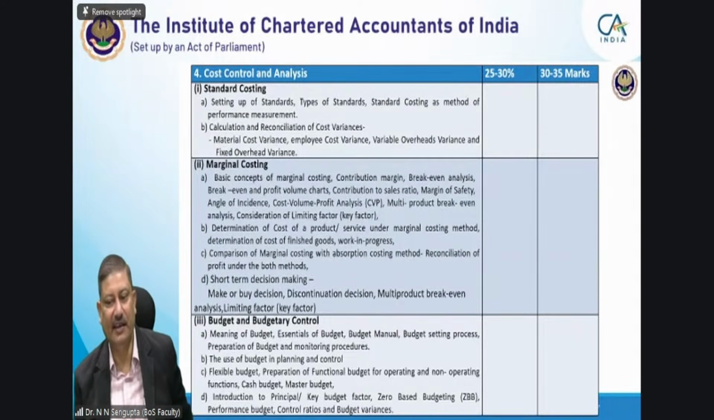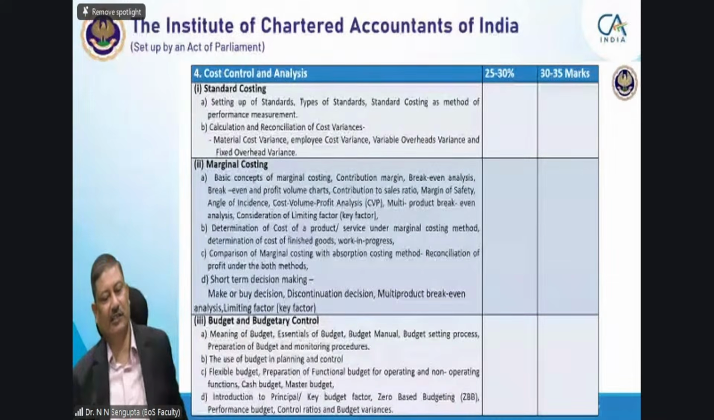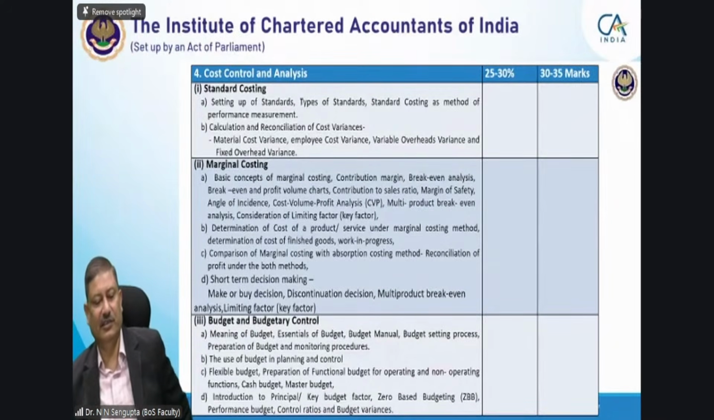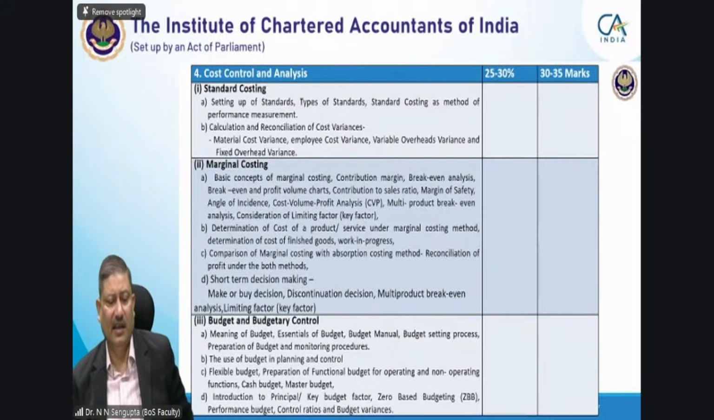And the last segment, again a very important part, the cost control and cost analysis. So standard costing, marginal costing, and budgetary control, 25 to 30%, 30 to 35 marks. So standard costing: setting of standard, calculation and reconciliation of cost variances. Then the marginal costing, the basic concept of marginal costing, determination, very important part. And various short-term decision making is also included in this chapter.